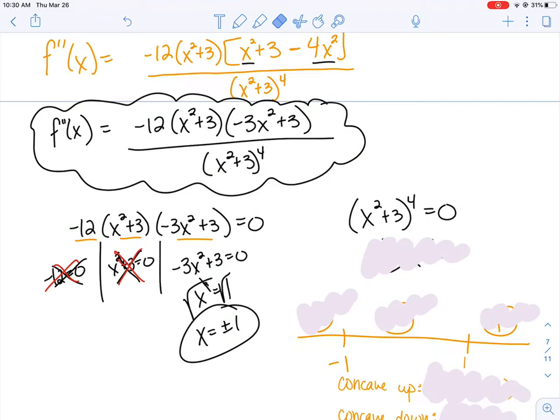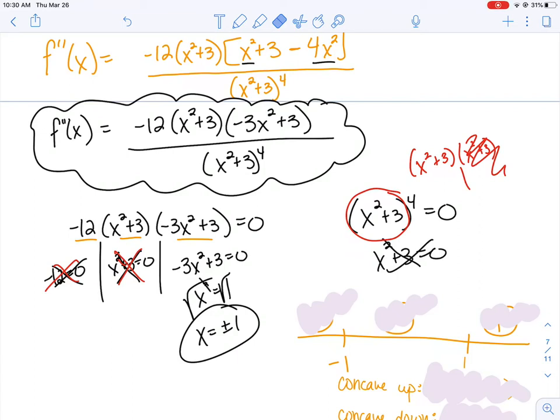Okay. When I set the bottom equal to 0, I end up having an x squared plus 3 to the 4th power. What that really means is I just have 4 of these. So you could write it out 4 times if you wanted to, and then set each piece equal to 0. Or know that if you just do it once, you're just going to have the same answer 4 times. If I set that piece equal to 0 and I subtract the 3 over and square root, well then again I'm square rooting a negative number, so those end up just being imaginary numbers. So I really only get possible points of inflection at x equals positive and negative 1.